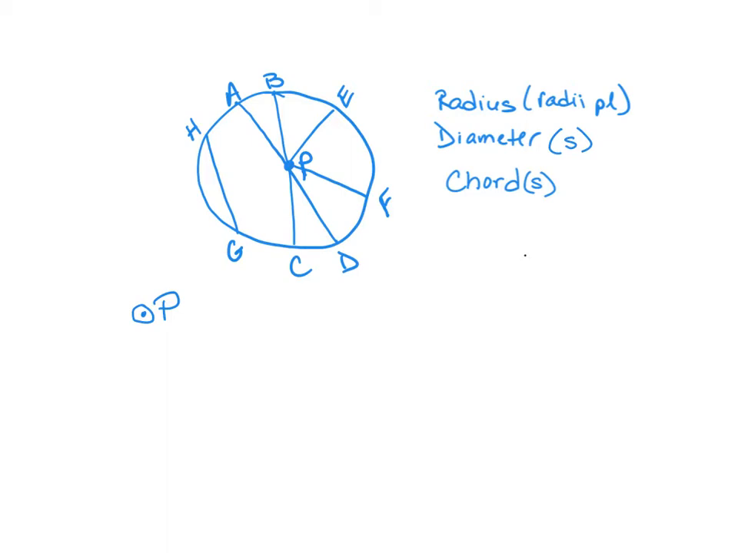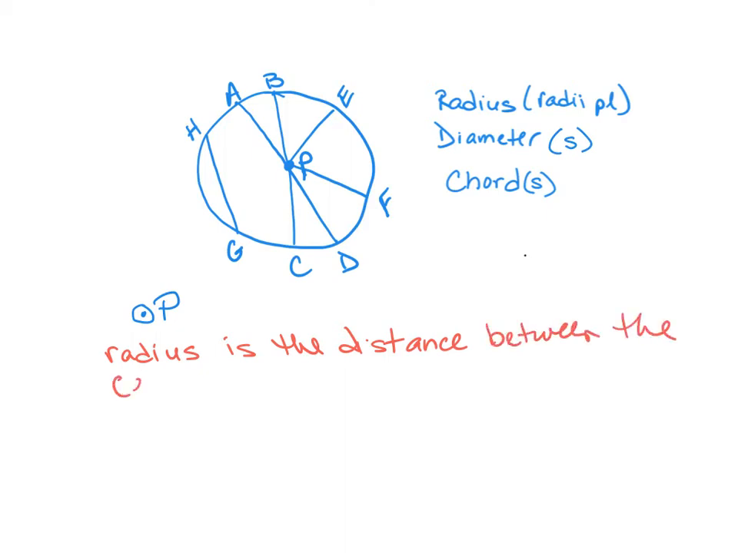Now let's look at radius. Radius is the distance between the center and the edge, any point on the edge of the circle. Any point on the circle. Okay? How many radii, which is the plural for radius, how many are there depicted in this picture?